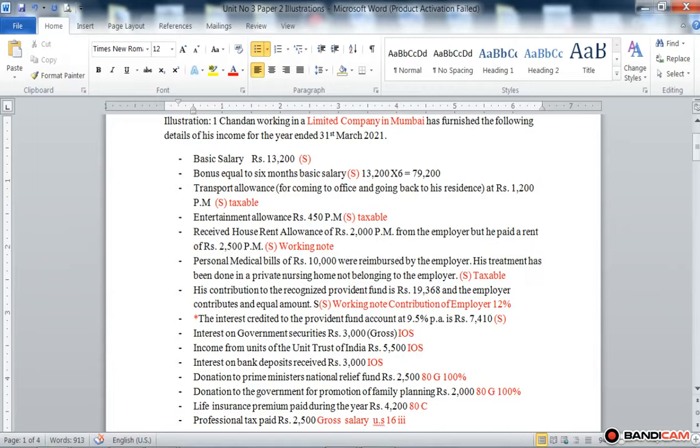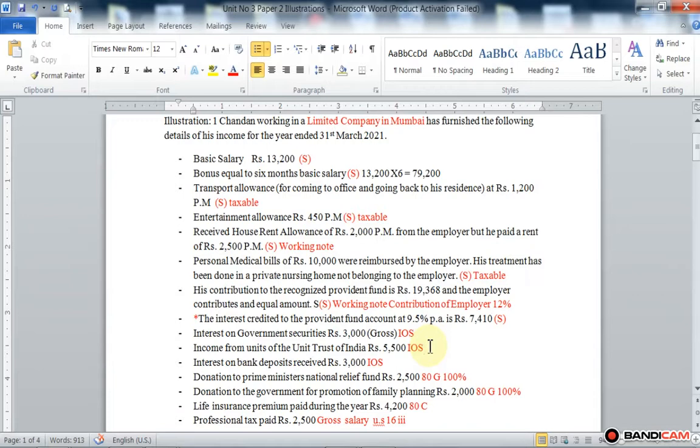Interest. So we already discussed the interest. Interest is part of income of salary, but up to 9.5% it is exempted. First of all, we take into consideration the interest received, and then we deduct the exempted interest credited to recognized provident fund. Then interest on government securities, it is an income from other source. Income from units of the Unit Trust of India, it is also income from other source. Interest on bank deposit received, it is also income from other source.